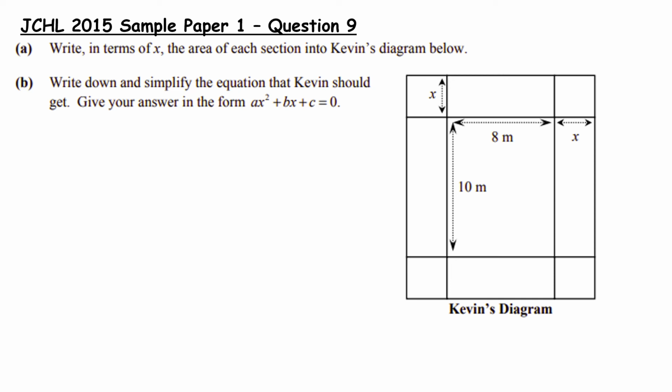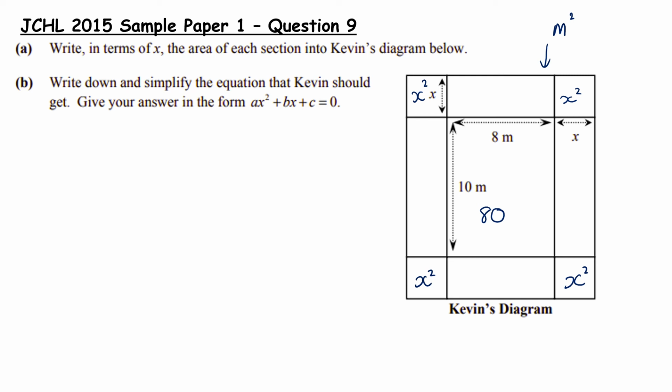So where we have this x here, the x given here, this is also x. So these corner pieces are actually squares. That means it's x by x, which is x squared. Each of these corners will be the same, so they're all x squared. The middle piece is 8 by 10, which is 80. All of these are meters squared. I don't have enough space to put in all my meters squared, but they're all measured in meters squared.